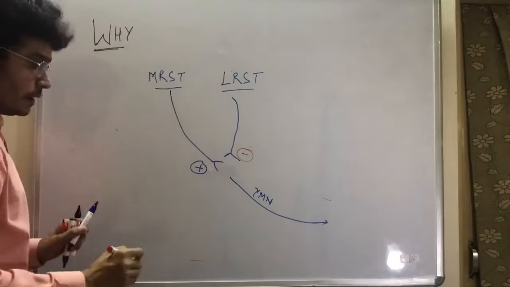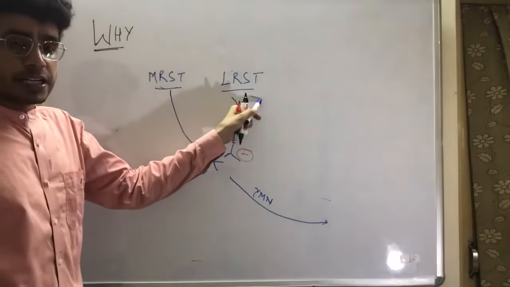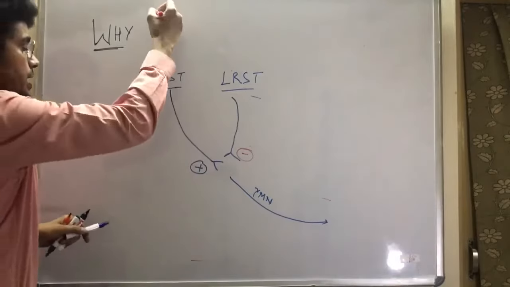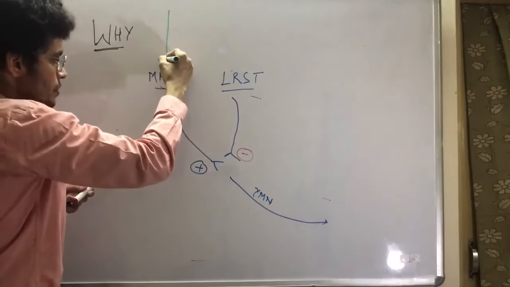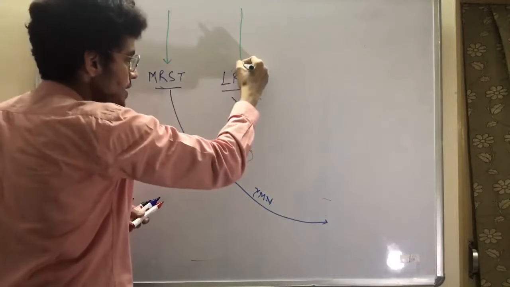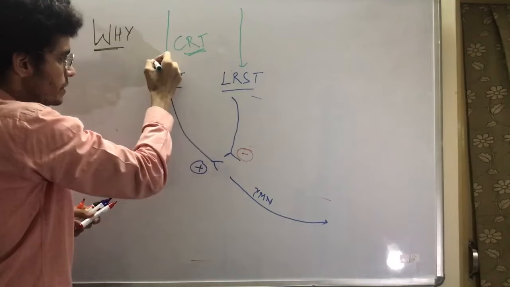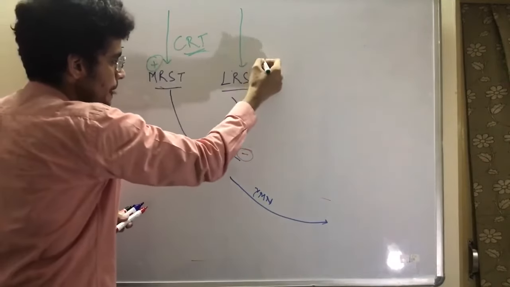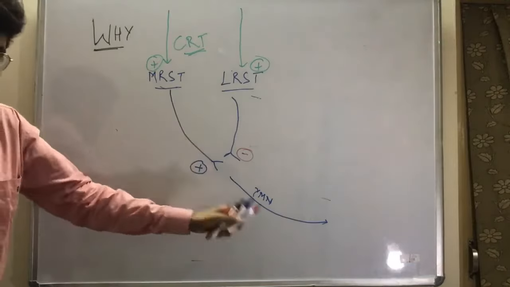That is one thing. And both of them, the medial reticulospinal tract and the lateral reticulospinal tract, are innervated by the tract, the nerve fibers which are coming from the cortex and ending at the reticular formation. So we can call them the cortico-reticular tract. The cortico-reticular tract was stimulating both of them. That's the one scenario regarding the gamma motor neuron.